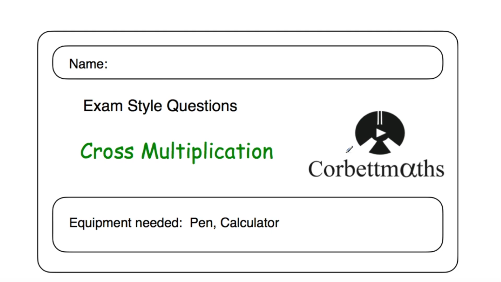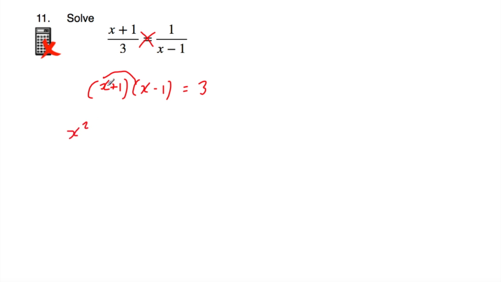Now let's expand our brackets. x times x is x squared. x times minus 1 will be minus 1x, or just minus x. 1 times x would be plus 1x, or just plus x. And then 1 times minus 1 would be minus 1, because a positive times a negative is a negative. And that equals 3. Now here we can see that these two terms, minus x plus x, add to 0. So I'm going to write x squared minus 1, because these two add together to be 0, and that equals 3. So this is fantastic.